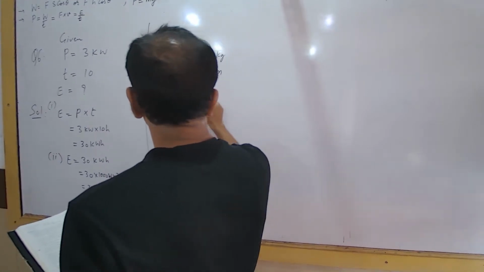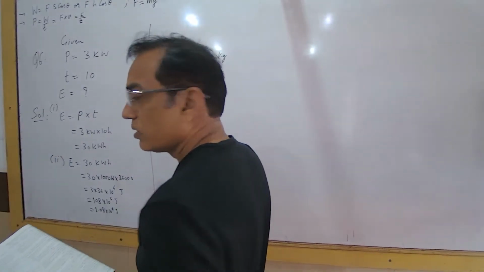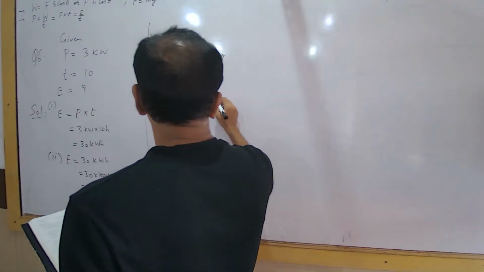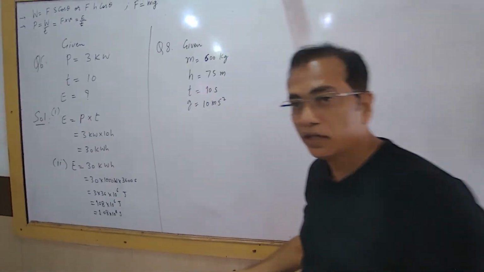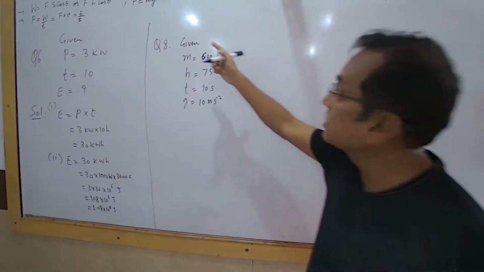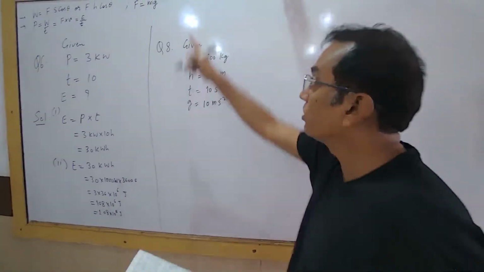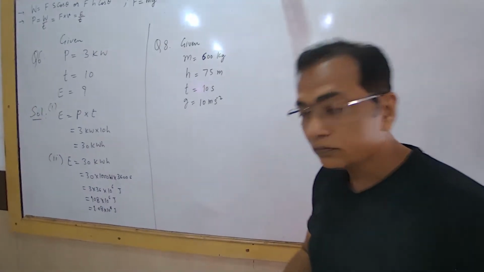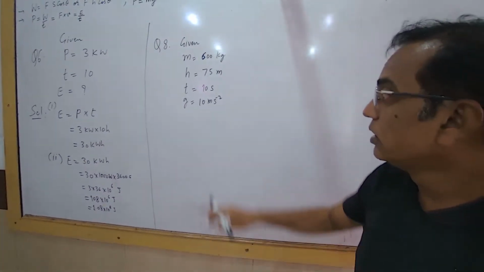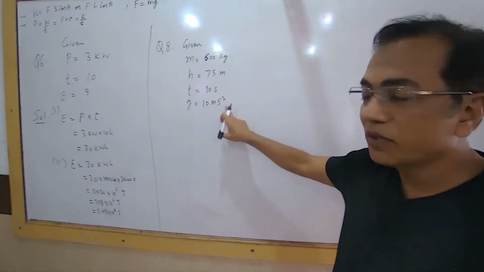g is equal to 10 Newton per kg, and the same as 10 meter per second square. It is the same, right? F is equal to mg, so g is equal to F by m, Newton per kg. Newton per kg or meter per second square are the same.